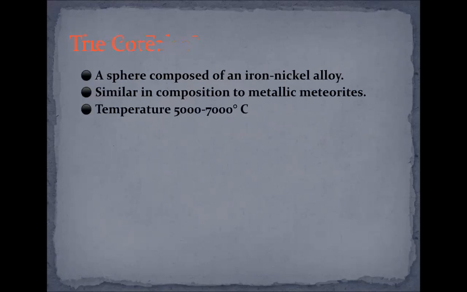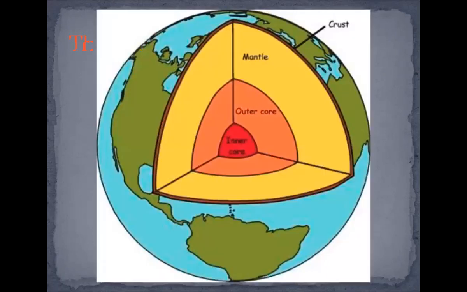All right, next is the core. Okay, so this is a sphere composed of an iron nickel alloy. It is similar in composition to a metallic meteorite, and the temperature here ranges from 5,000 to 7,000 degrees Celsius. Okay, so here's a picture of what I'm talking about, and we're going to get into a little more depth here with the core, because as you can see, there's two parts of the core, inner and outer.